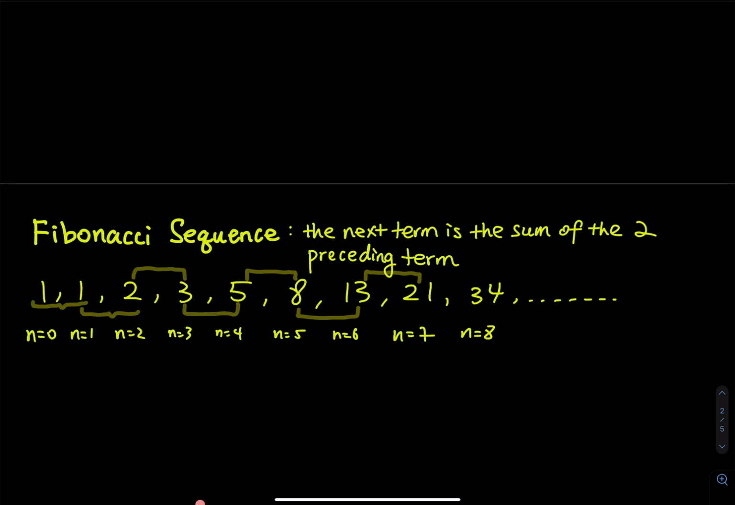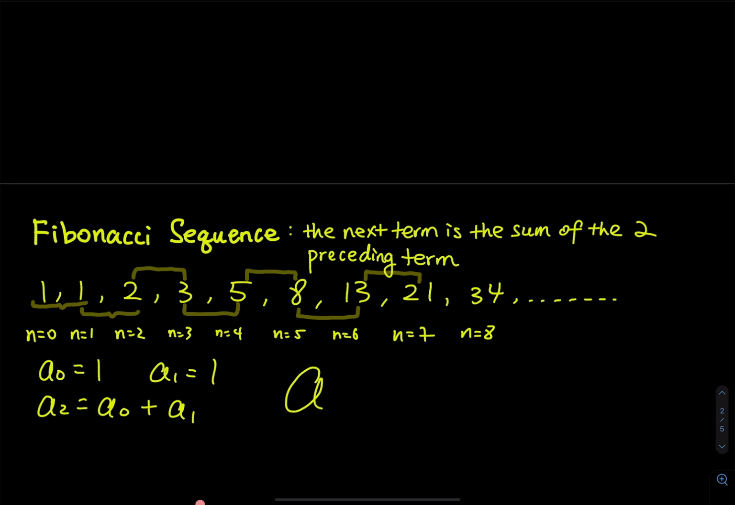0, 1, 2, 3, 4, 5, 6, 7, 8. So n can start at 0. So this one, a of 0, which is the very first term, and then a of 1, that is also equal to 1, and then we have a of 2 equals a of 0 plus a of 1, right? It's the sum of the 2 preceding terms.